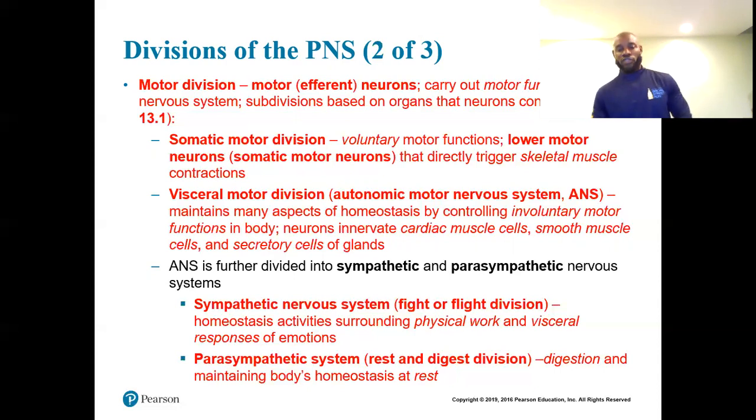So you've heard of fight or flight. Like the first time you heard of Corona, you were like, oh my gosh, let me run to the grocery store and get all the toilet paper. Fight or flight. Or the parasympathetic, the rest and digest. That's the autonomic motor nervous system working when you're resting and digesting.